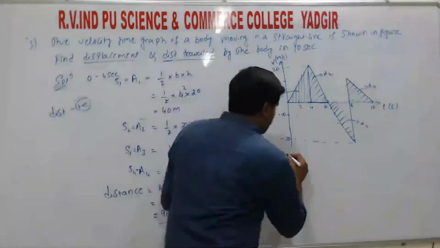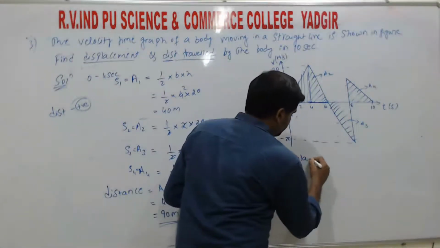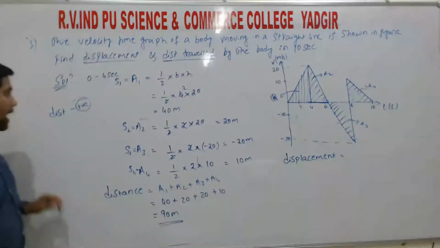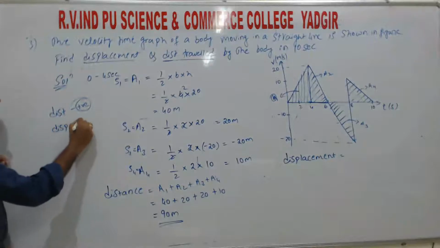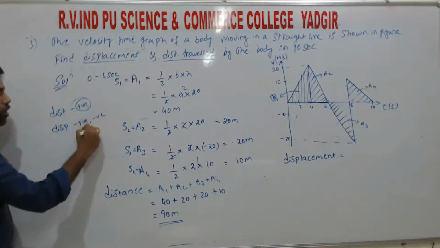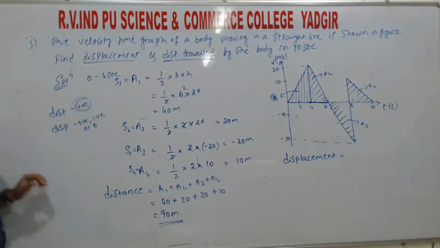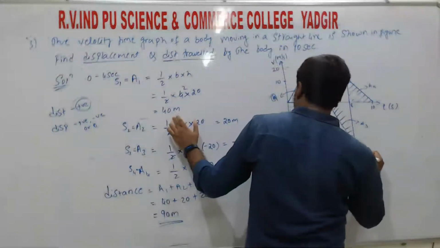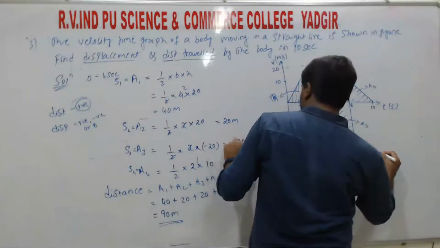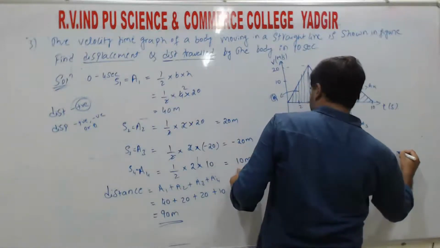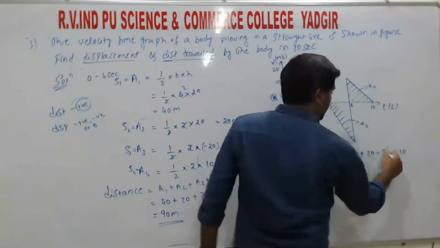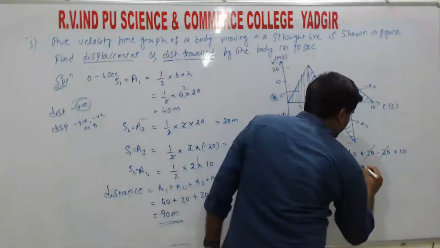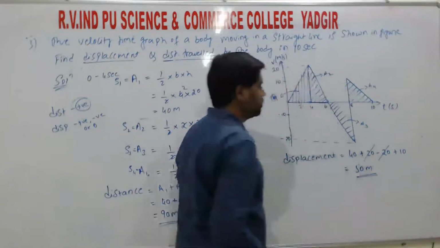So next displacement, right? Displacement can be positive, negative, or zero, right? So hence here we take displacement plus 40, plus 20, next again minus 20, then again plus 10. So minus 20 plus 20 cancels. So the displacement is 50 meters, right?